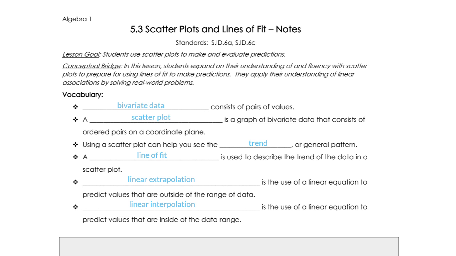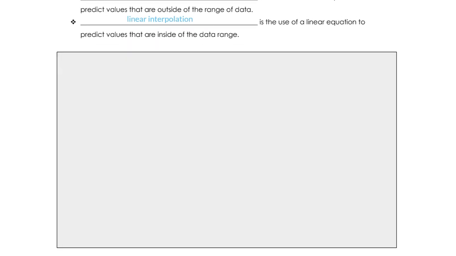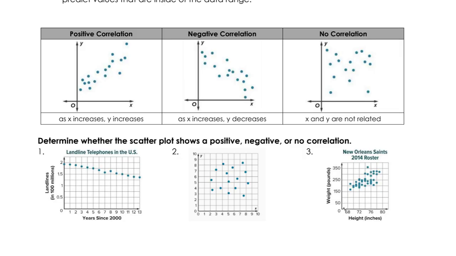Using a scatter plot can help you see the trend or the general pattern. A line of fit is used to describe the trend of the data in a scatter plot. We will talk a lot about lines of fit on the back side of your notes. And then the last two words: linear extrapolation is the use of a linear equation to predict values that are outside of the range of data. And then linear interpolation is the use of a linear equation to predict values that are inside of the data range. We will also talk about that more on the back side of your notes.